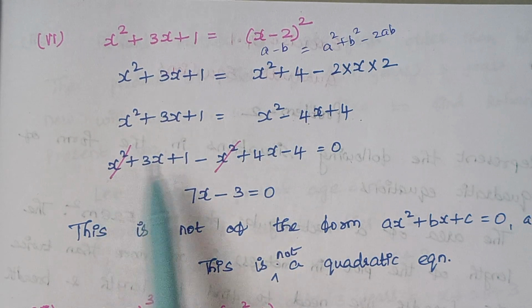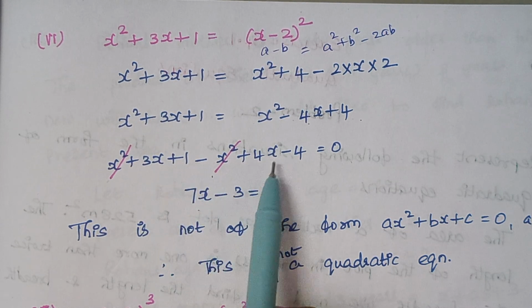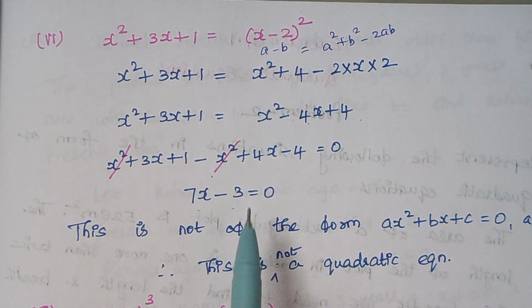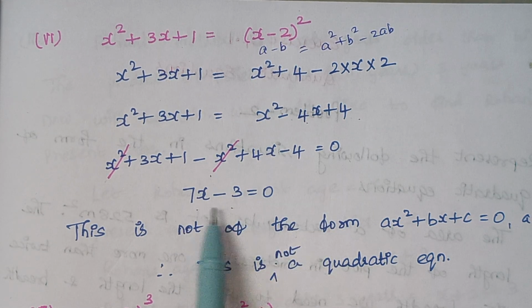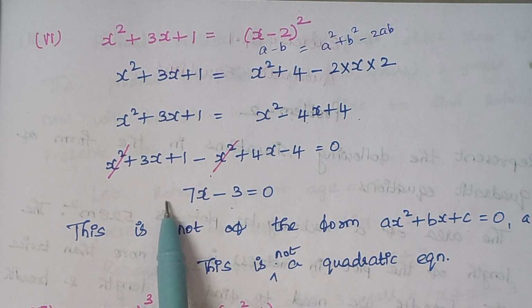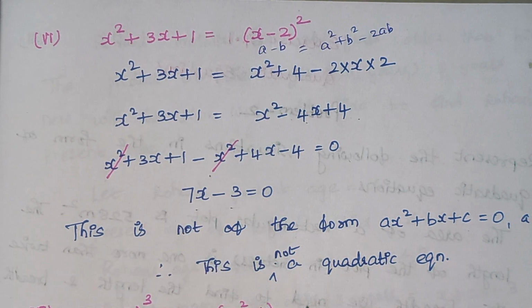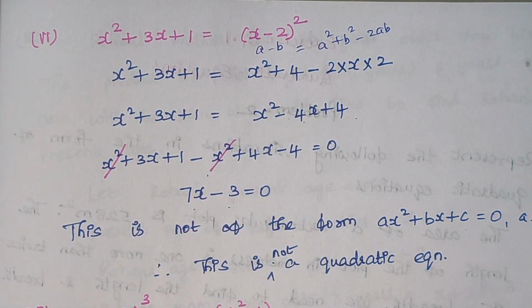You see these two terms cancel each other and the remaining terms are 3x plus 4x gives 7x, and 1 minus 4 gives minus 3. So this is our final expression. When you compare this equation with the standard format, we don't have an x square term. Therefore, the given problem doesn't make a quadratic equation.